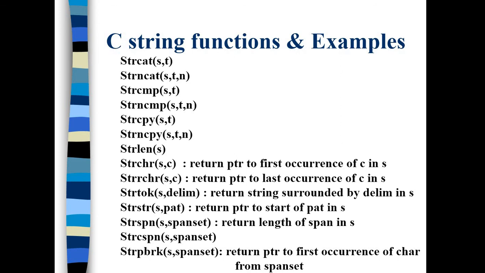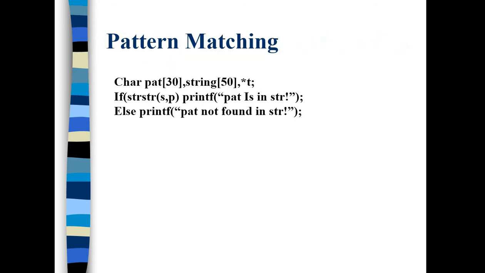So it will return the pointer to the first occurrence of a character from the span set. Okay, so next is pattern matching. Here you have a pattern and a string, and a temporary pointer T. If you want to check for the pattern in the string, you can make use of strstr(S, P). If it is not present, it will return pattern not found.